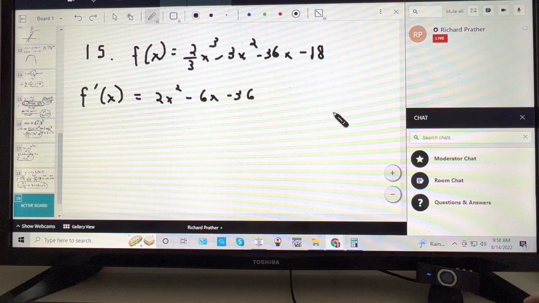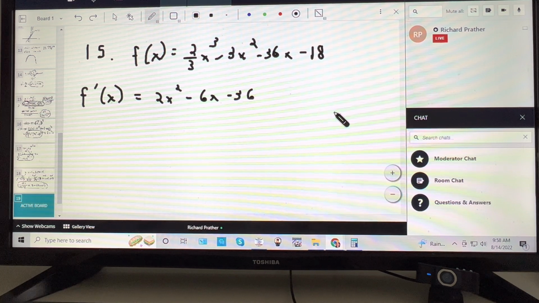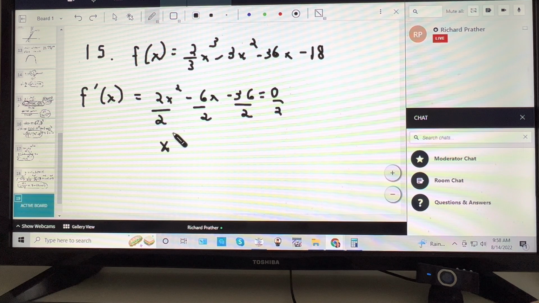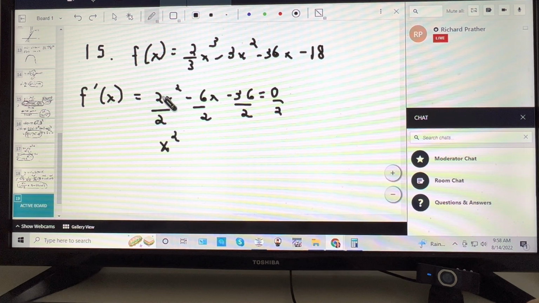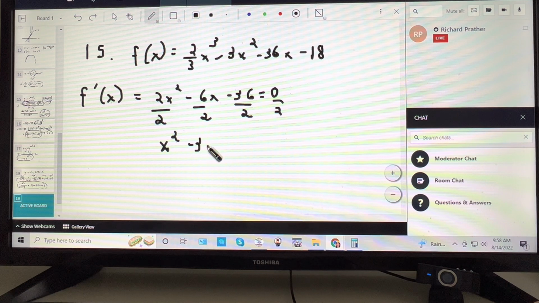So I've got a quadratic derivative function. It's a polynomial, so it's never undefined. So there's possibly 2 things that make it equal 0. I could divide everything by 2 to make the numbers smaller and easier to factor. X squareds are always easier to factor than 2x squareds. So that helps to divide that 2 out, and then there's a minus 3x and a minus 18.